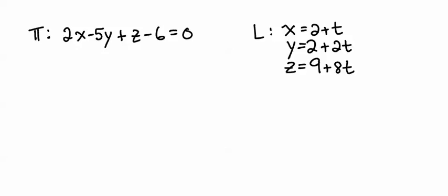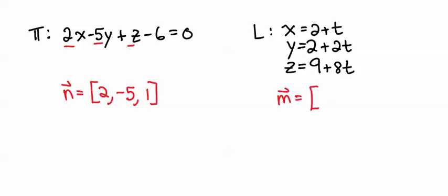Okay, so first if we want to see if they're going to intersect or not, we can test their vectors. We can check out the normal vector and the direction vector. Our normal vector is (2, -5, 1), which I got from those coefficients. And then our direction vector, I'm going to get from my parametric equations, just (1, 2, 8).